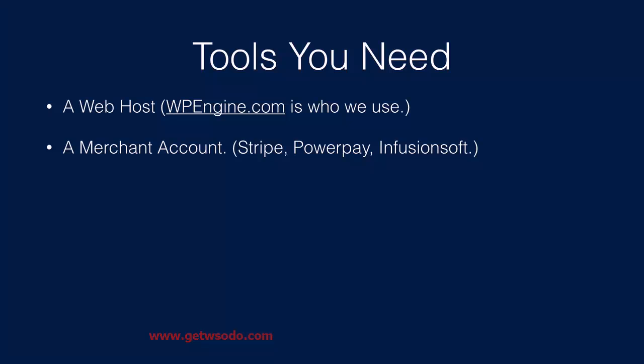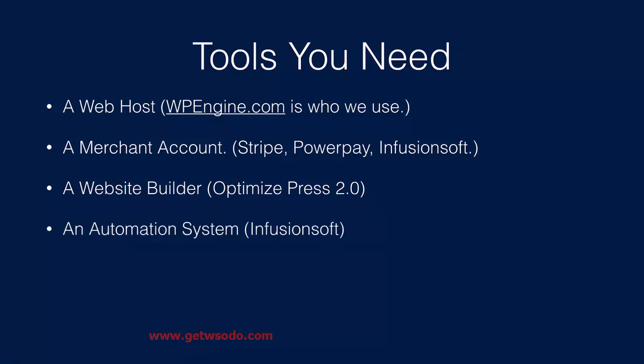All right? So the next thing we need is a website builder. Well, I'm going to show you how to do everything in OptimizePress. The templates that I'm using now, I have had custom made and I'm giving them to you so you don't have to build anything from scratch. So that's going to make your job really, really easy. We're going to need an automation system. I'm going to recommend you use Infusionsoft. I'm going to teach you how to do everything in Infusionsoft in this class.